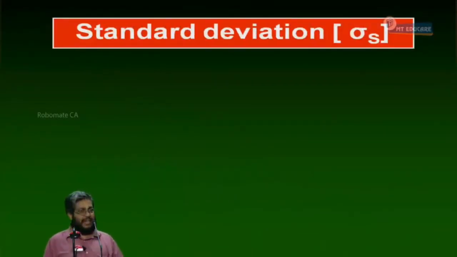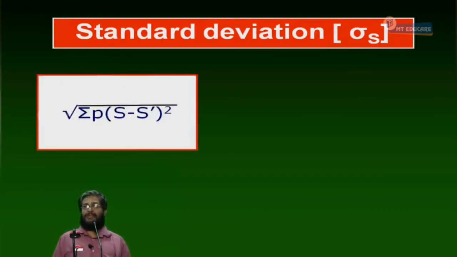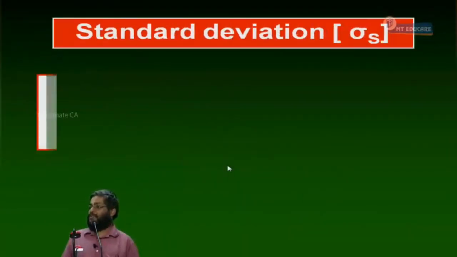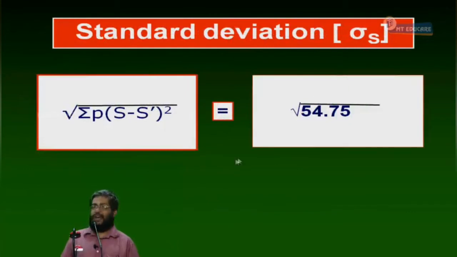Okay. Step 2. Standard deviation of security, sigma S. Can I proceed or not? Now, everything is readily available. What is sigma S? Square root of sigma P into S minus S bar the whole square. Look at the previous table and tell me what is sigma P into S minus S bar the whole square? 54.75. Simply the square root of 54.75. How much is it going to be here?